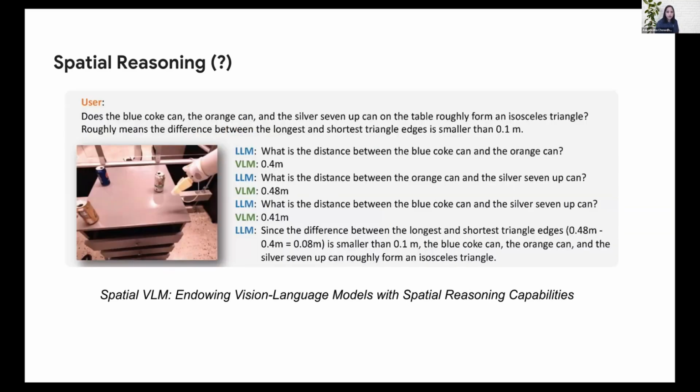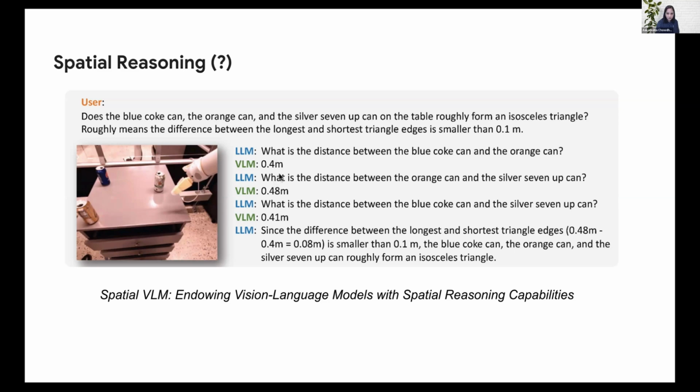And after doing that dataset intervention, they showcase promising examples where the model does have the ability to show some spatial reasoning capabilities. In particular, this example is quite interesting. The model is prompted with a blue Coke can, an orange can, and a silver 7-Up can, and is asked if they will roughly form an isosceles triangle, roughly meaning that the difference between the shortest and longest triangle edges is less than 0.1 meters.